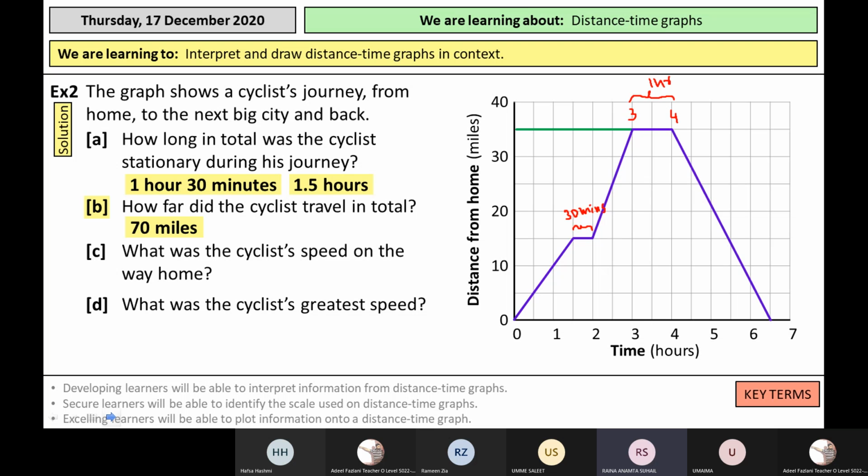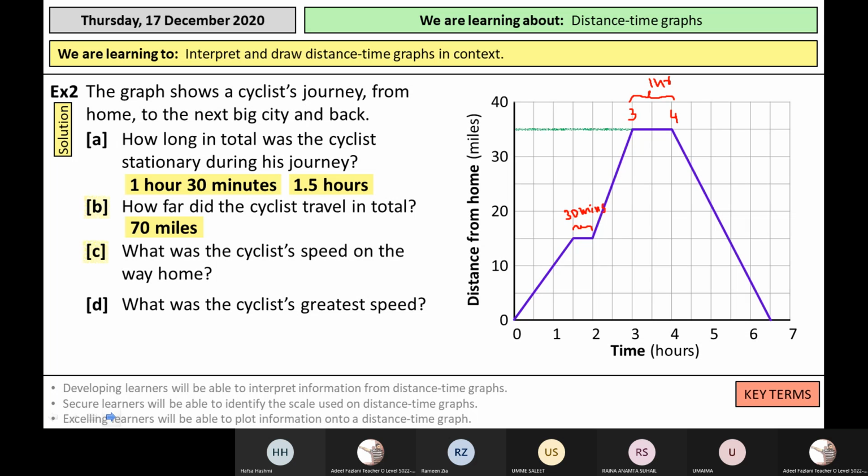So over here we can see the cyclist traveled 35 miles, and then of course to get back he had to travel 35 miles too. So we will add both, 35 plus 35, to get 70 miles. Absolutely correct. Very well done.